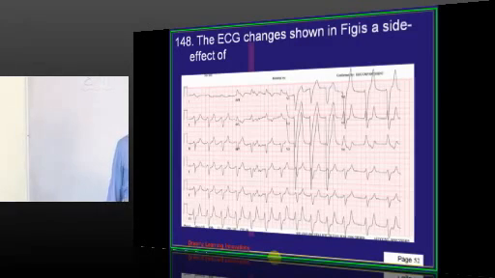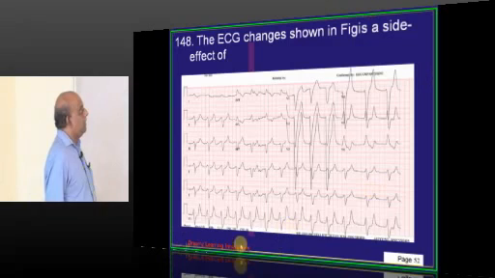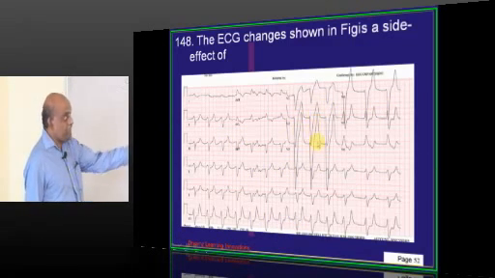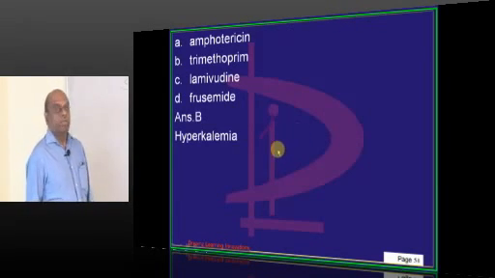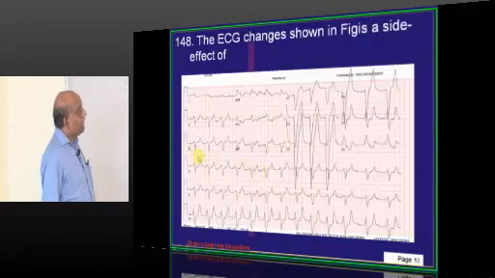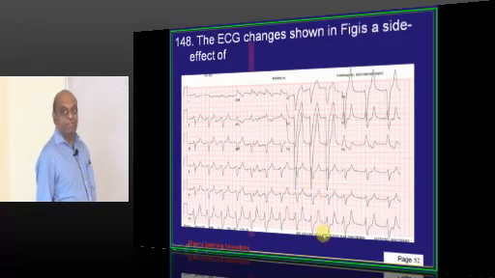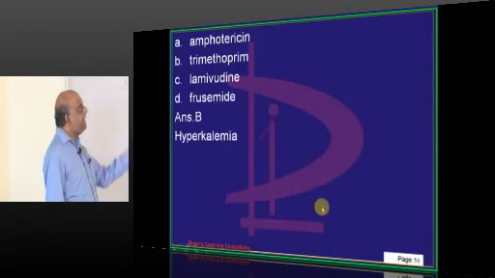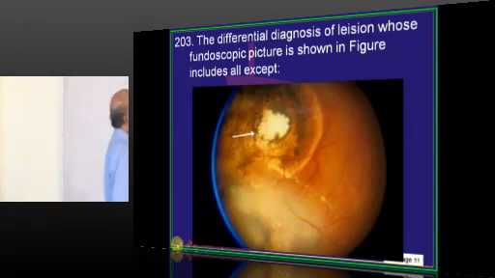Now what are the ECG changes shown in this figure a side effect of? So there is a typical tachycardia, peaked T waves are seen, which is the classical feature of hyperkalemia. So that's the reason. No, it's a question of hyper peaked T waves and all that. This is a hyperkalemic feature. So typically hyperkalemia is a side effect of trimethoprim. So that is what you need to appreciate.